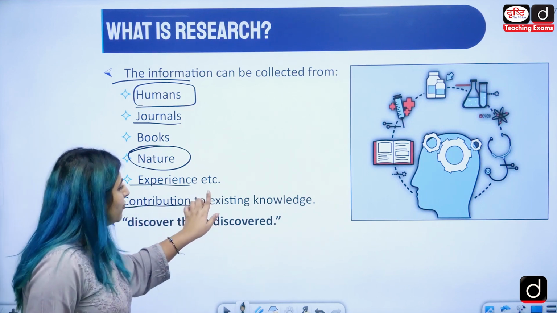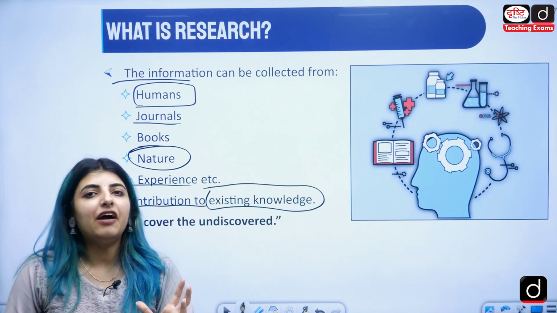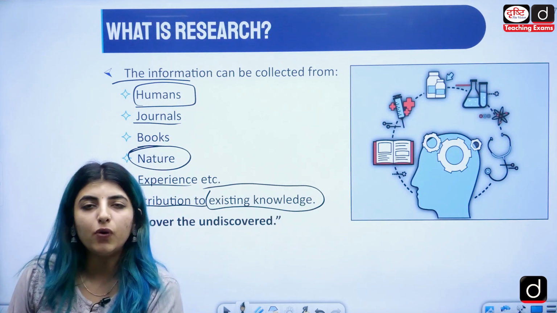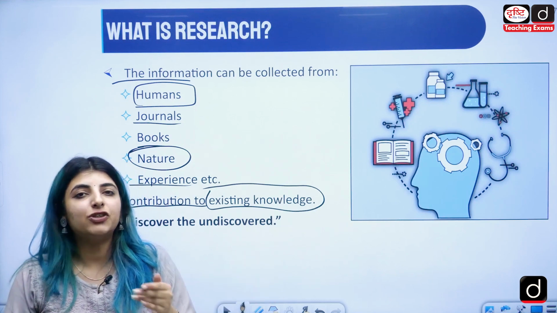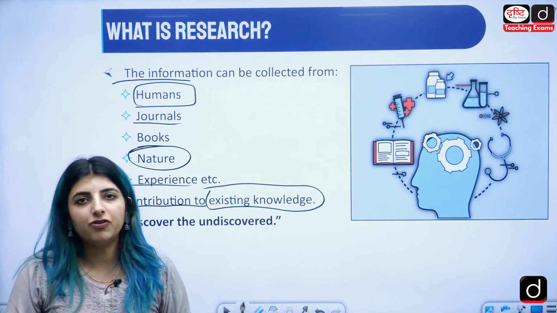So it is a contribution to the existing knowledge. You must have had something before, only then you are doing research on that. You would have read a particular book, right? Something sparked your interest.